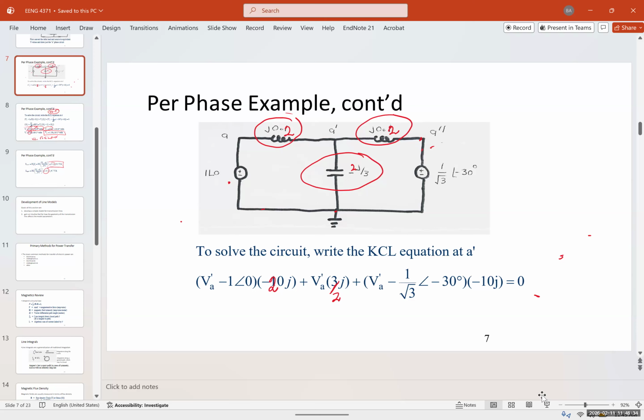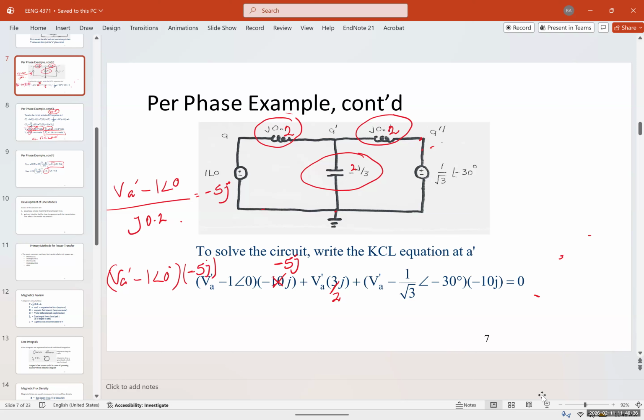Get the same? Yes. So again, this is going to be V prime A minus 1 with a degree of 0 over j2 and j2. Sorry, it's going to be negative j5. Negative 5j here. It's going to be V prime A minus 1 at 0 degrees times negative 5j.